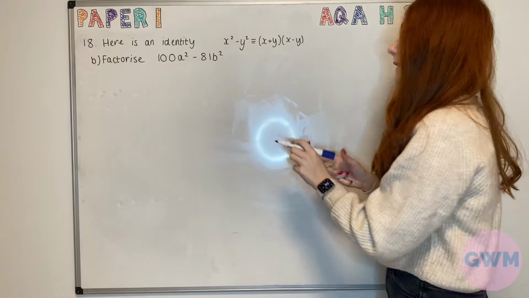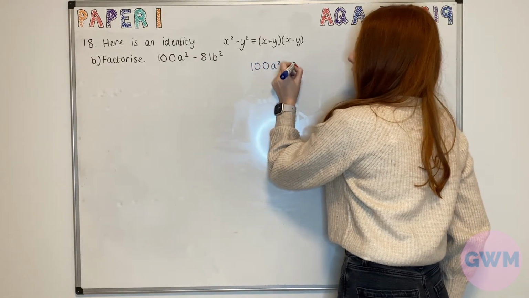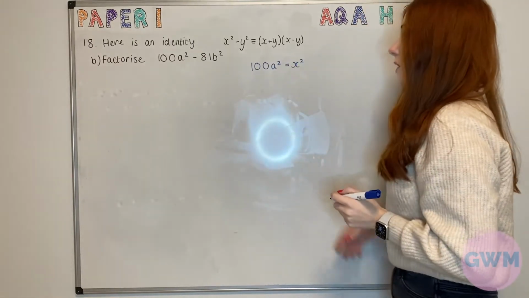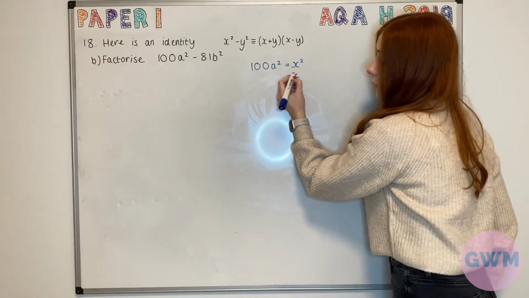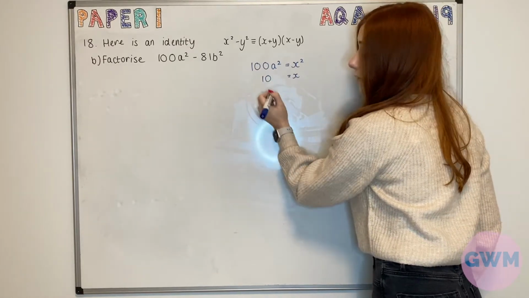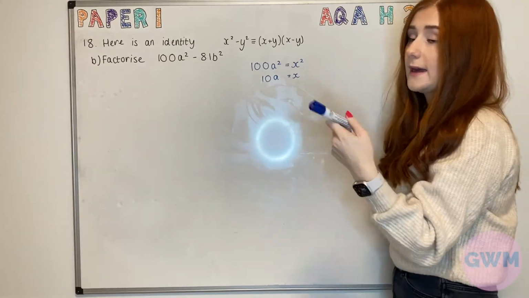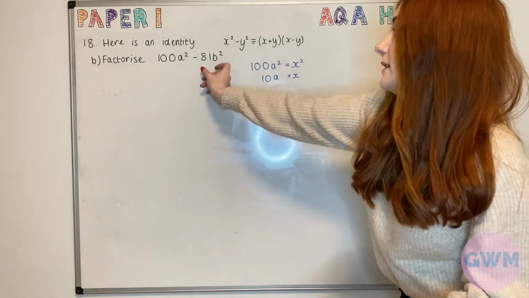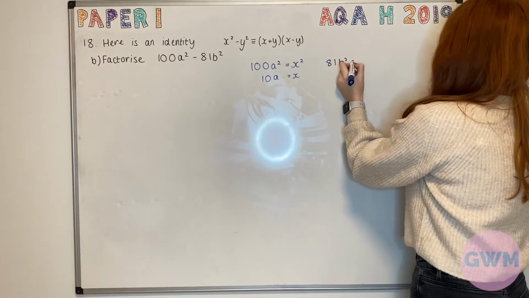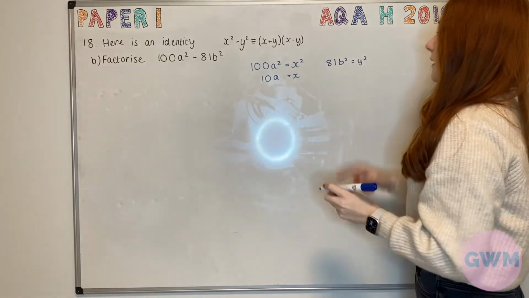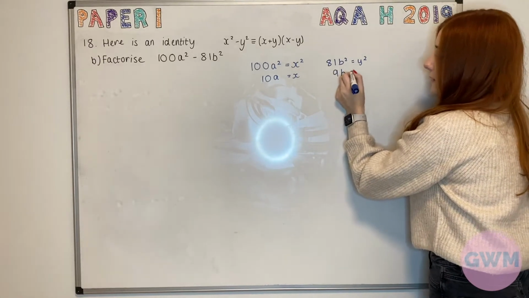So what we need is 100a squared must equal x squared. So what we have to do is square root the whole thing and that'll give us x. So if we square root 100, that's 10. We square root a squared, we get a. We can do the same for this 81b squared. So we square root the whole thing, 81 square root is 9. Square root the b squared, and that gives us y.